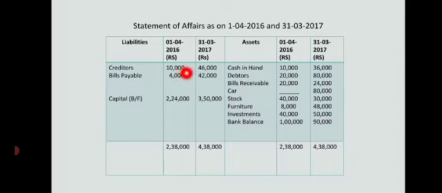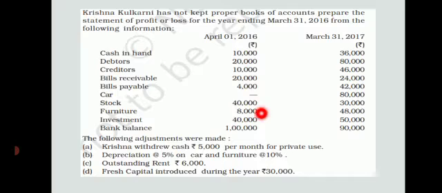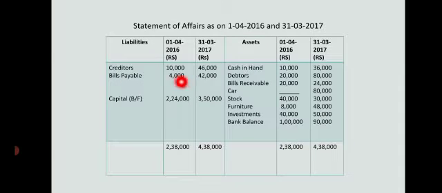So creditors 10,000, 46,000, and bills payable is 4,000 and 42,000. So first you are supposed to calculate the total of the asset side. First we'll total the 1/4/2016 amount column. Asset side total you will get 2,38,000. From 2,38,000 deduct 14,000. Your opening capital will be 2,24,000.